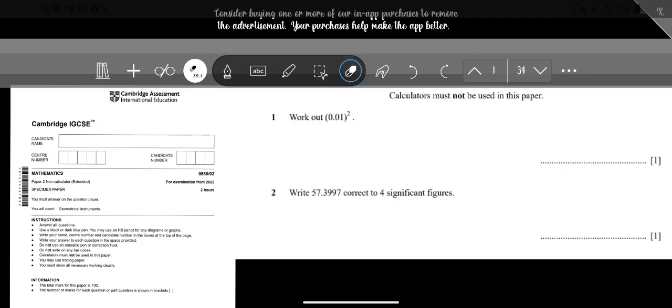Today we have the first two questions in Cambridge IGCSE. This is one of the past questions, and the first question says: work out 0.01 raised to the power of 2, and the second question says: write 57.3997 correct to 4 significant figures. I'll start with the first question.